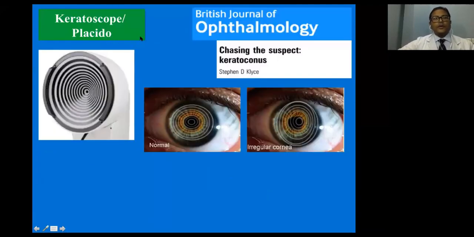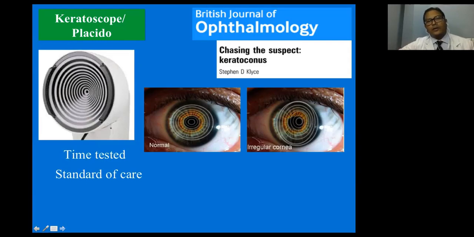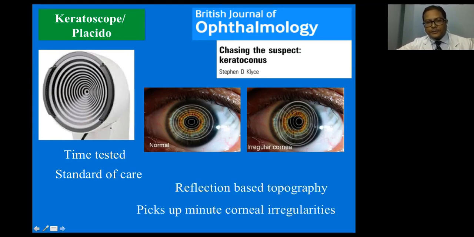Okay, so going to the first genre of the topographers, which were based on a Placido system. So it was the keratoscope or the Placido. This is time tested and has been the standard of care for a long, long time in clinical ophthalmology. In this article on chasing the suspect, Dr. Klyce speaks about forme fruste keratoconus, which is an abnormal, abortive kind of syndrome that typically does not evolve into keratoconus, and there are no signs of keratoconus in the other eye, as opposed to the keratoconus suspect, which definitely has a disorder of the topography, but there is no clinical evidence of keratoconus in either eye. So the keratoscope, or Placido-based topographer, is a reflection-based topographer, and it picks up minute corneal irregularities.